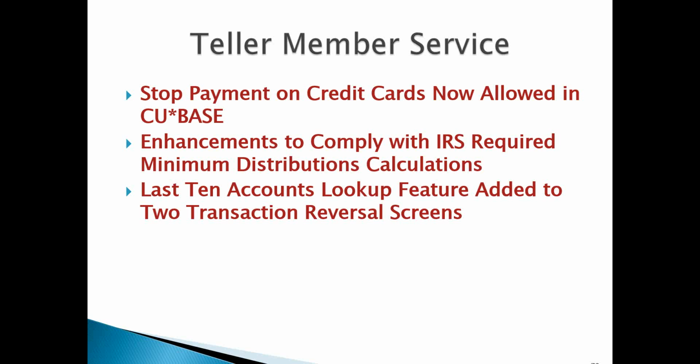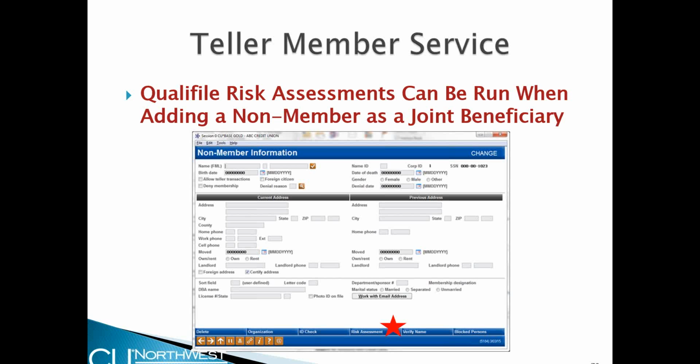Also, the last 10 accounts lookup feature has been added to 2 of the transaction reversal screens. This is going to affect your reversal options, which you find in the menu MNSERV. Also, CuBase will now allow credit unions to run risk assessment when adding non-members as joint beneficiaries. You'll notice here at the bottom of the screen, the option to select risk assessment is now available to you.